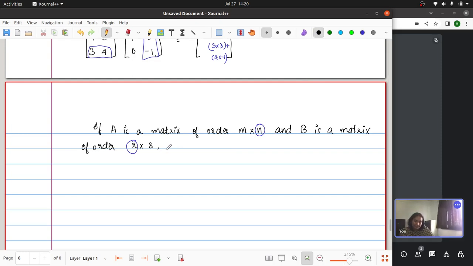So for the multiplication AB to make sense, n must be equal to r. So this happens to be one of the questions in the week 0 assignment.